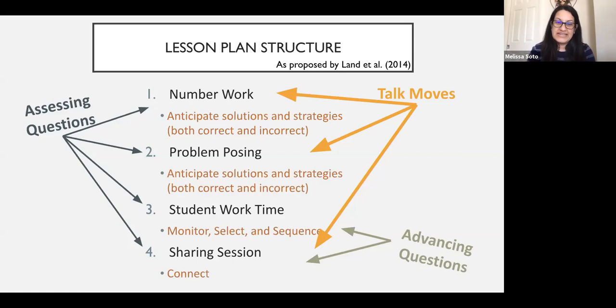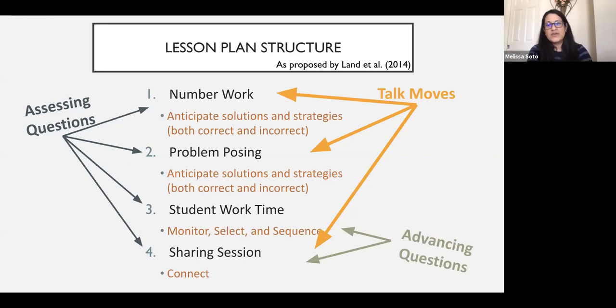The first component is number work. The next one is problem posing, which is also this launching. Some of you may be more familiar with this idea of launching. Number three is student work time, which also aligns with exploring. And number four is the sharing session, which also goes along with the sharing or summarizing sections that some of you may be familiar with.